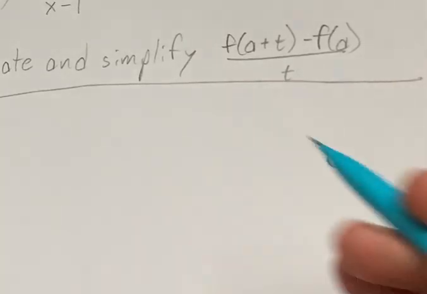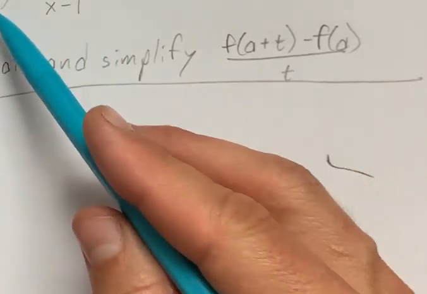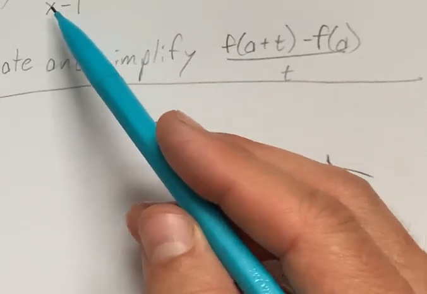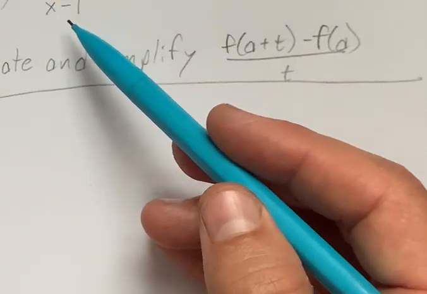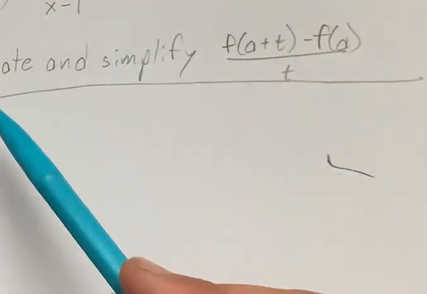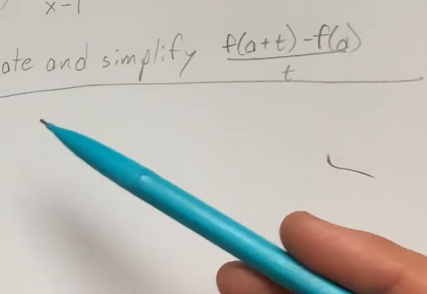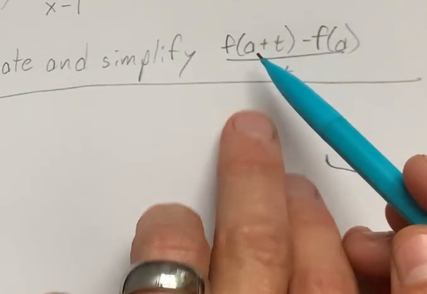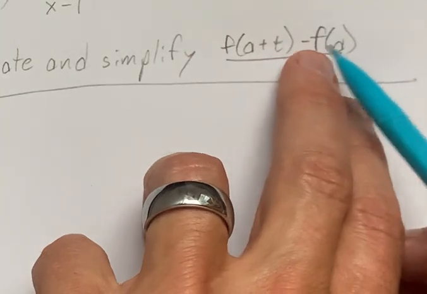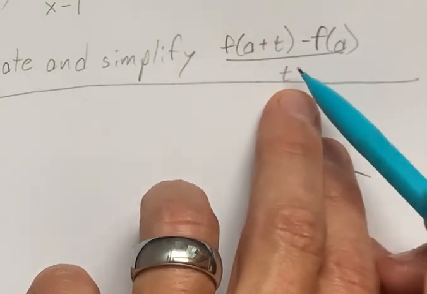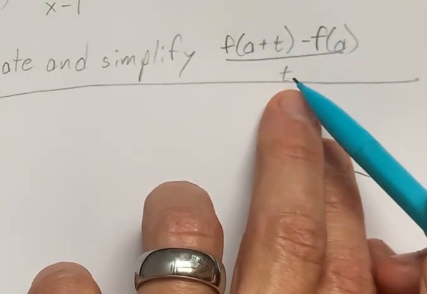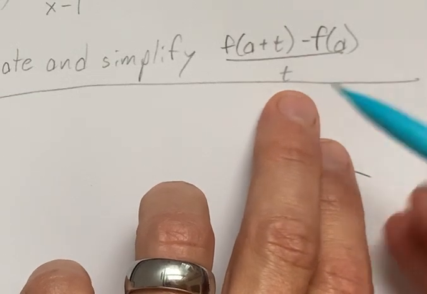This kind of problem is called a difference quotient, and we have a function f of x equals x plus 4 over x minus 1. It can be a fraction, not a fraction. But if you're asked to evaluate and simplify f of a plus t minus f of a over t, there's a difference in the numerator, and t is ultimately the difference in the denominator.